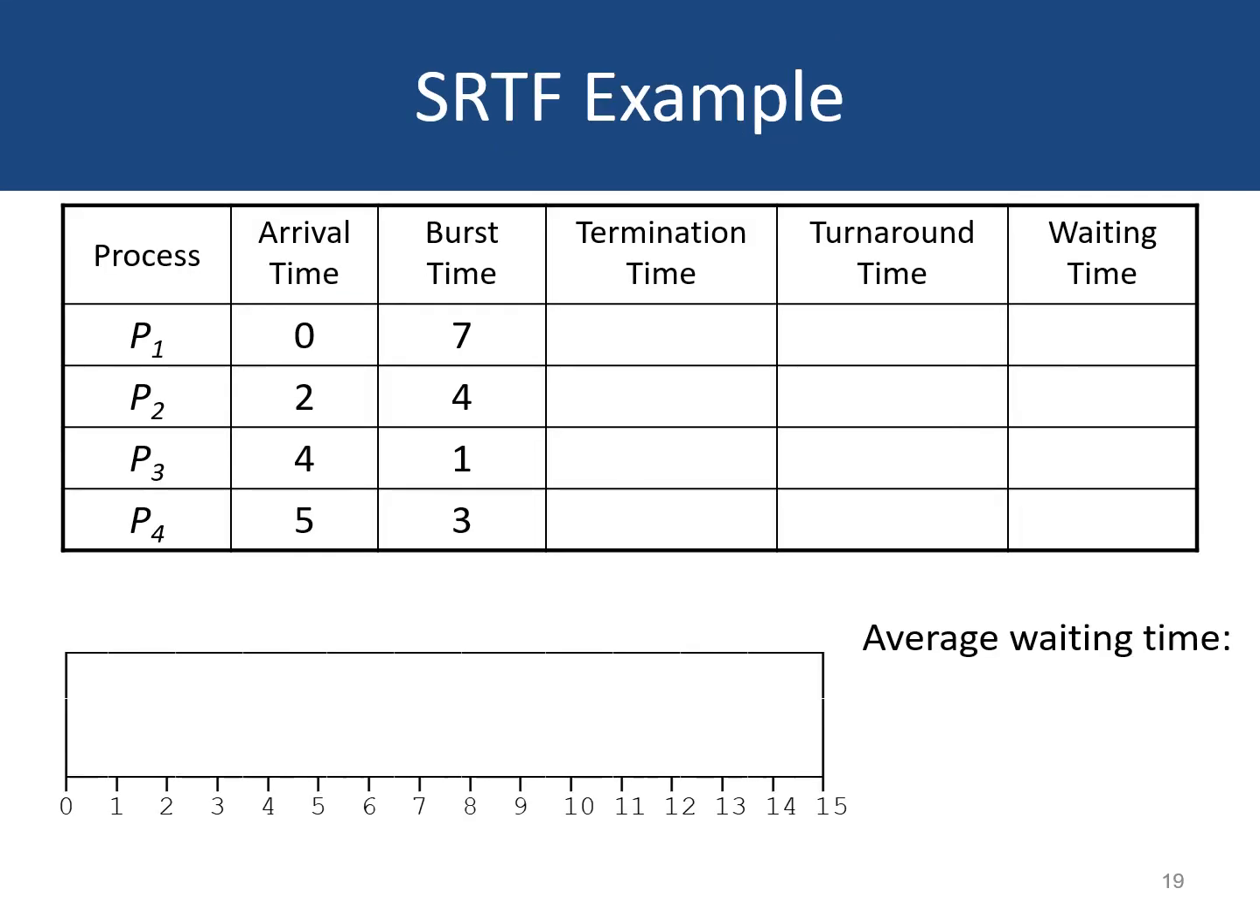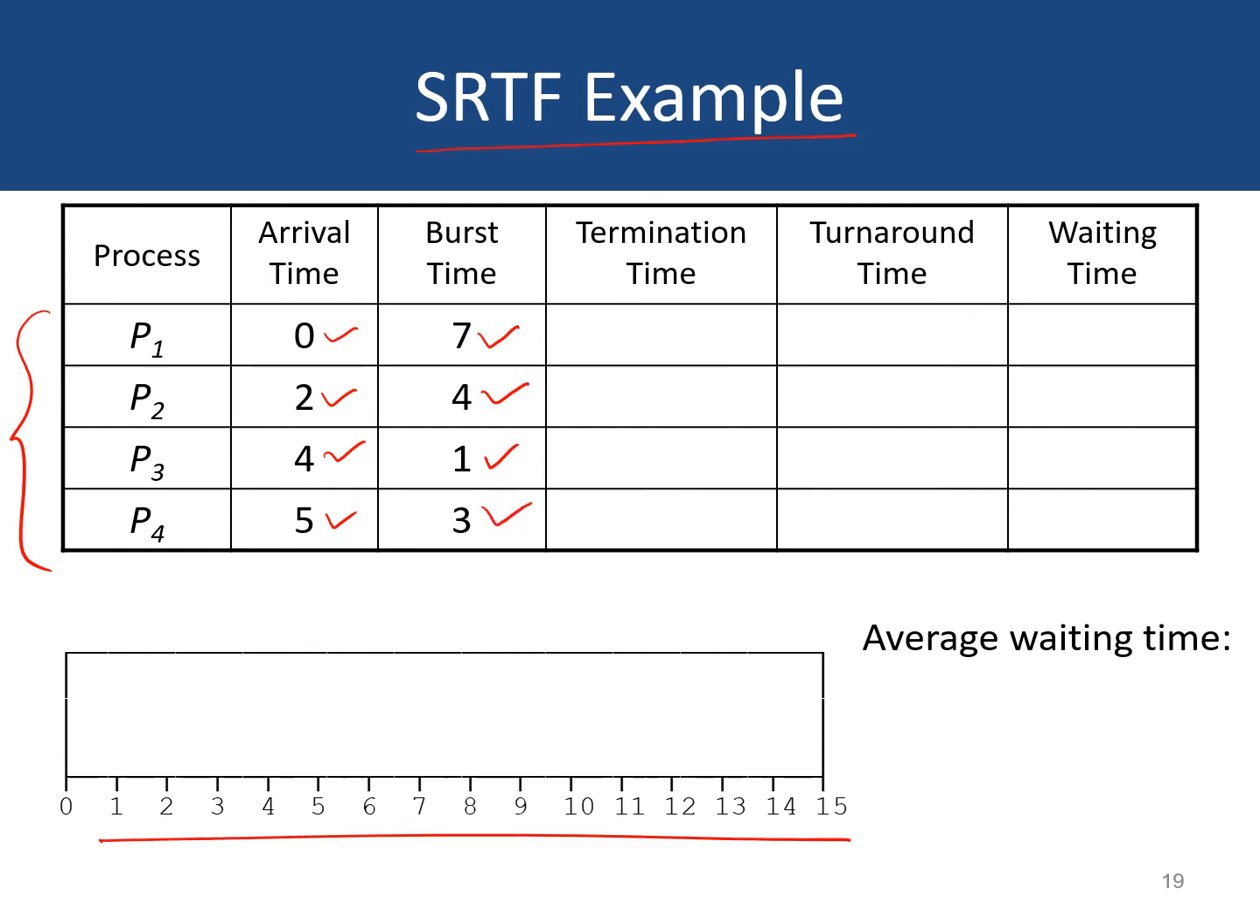Let's try to understand the workings of the SRTF algorithm better with the help of this example. Let's assume we have these 4 processes, P1, P2, P3 and P4 in our system, and they arrive in the indicated order. Process P1 arrives at time 0, P2 arrives at time 2, P3 arrives at time 4 and P4 arrives at time 5. P1 has a CPU burst of 7 milliseconds, P2 has a burst of 4 milliseconds, P3 has 1 millisecond and P4 has a burst of 3 milliseconds.